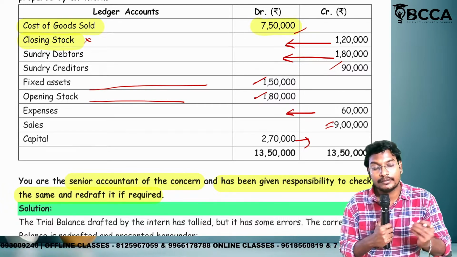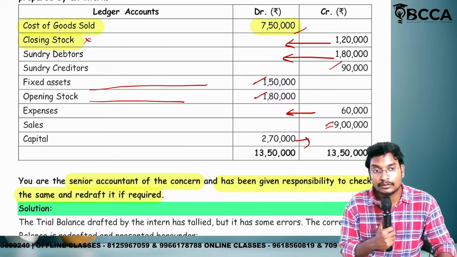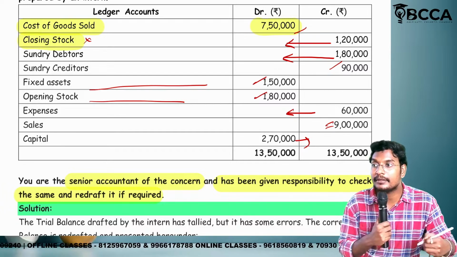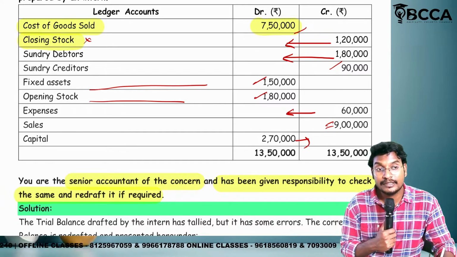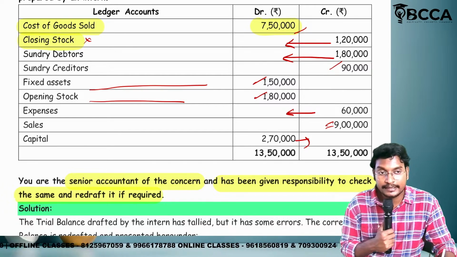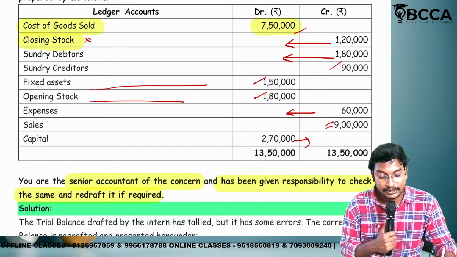If they have recorded both the opening stock and purchases, then only we will not record the closing stock. Otherwise, we will record the closing stock. Here they have given the opening stock and the closing stock, but they have not given the purchases. So that means we need to treat all the purchases as the closing stock. Like that we need to treat. Did you get my point or not?